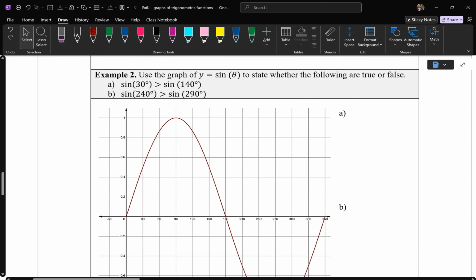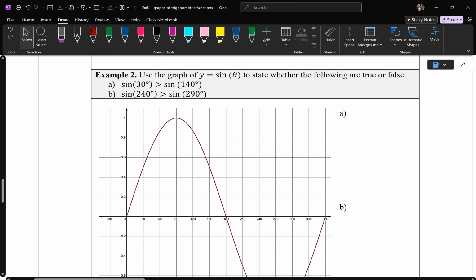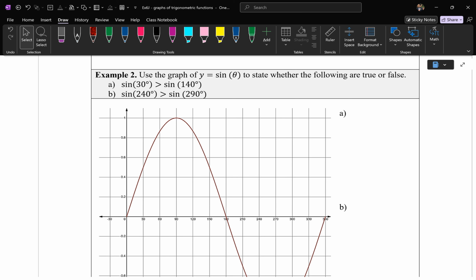All right, last one. A and B, example 2. Use the graph of y equals sine of theta to state whether the following is true or false. Is sine of 30 greater than sine of 140?